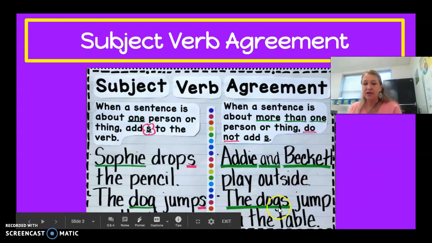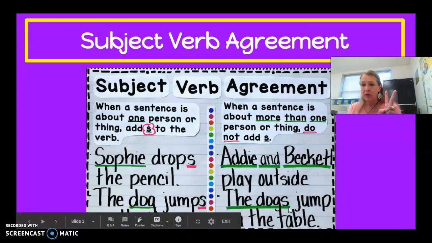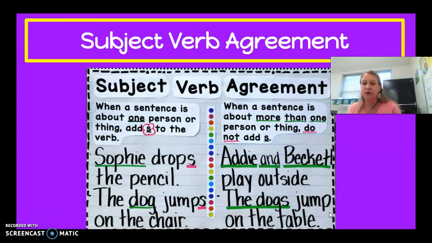What about the dogs? The dogs. Is that one or more than one? More than one. It might be more than two, but it's definitely more than one. The dogs means more than one, so we do not add S to the verb jump.